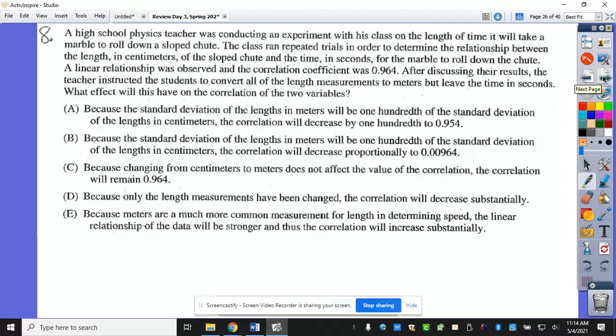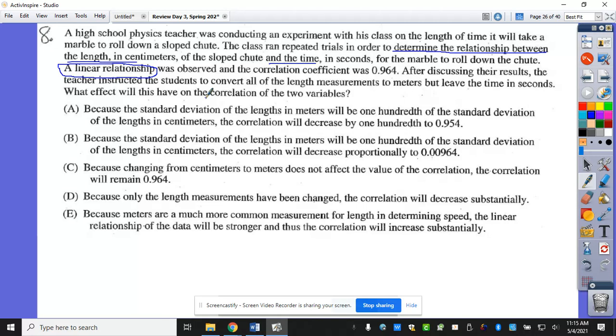Number 8. A high school physics teacher was conducting an experiment with class on the length of time it will take a marble to roll down a sloped chute. They ran repeated trials in order to determine the relationship between length and the time. So we're probably doing something like we were just talking about. Oh, here it is. Linear relationship was observed, and the correlation coefficient was 0.964. What 2 things can I determine out of correlation there, aside from the question? Correlation coefficient is 0.964. Tell me 2 things about the relationship.